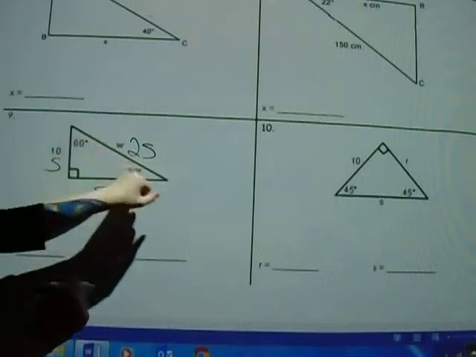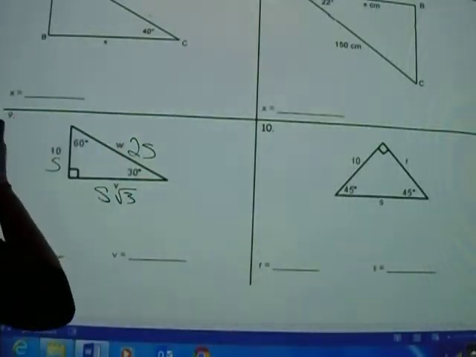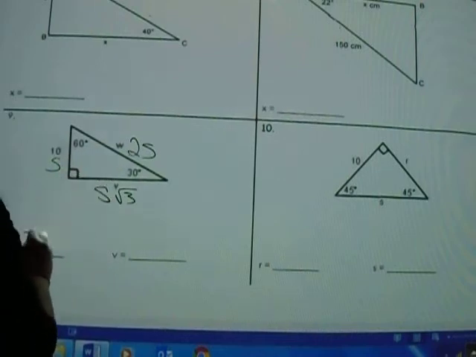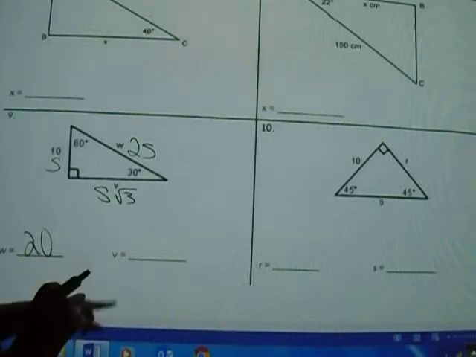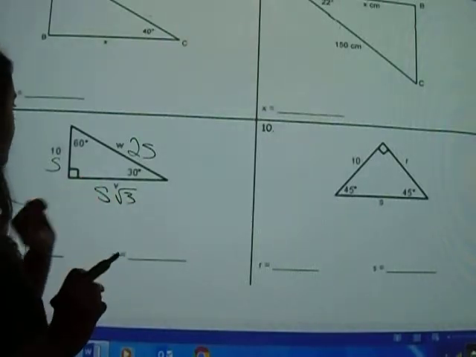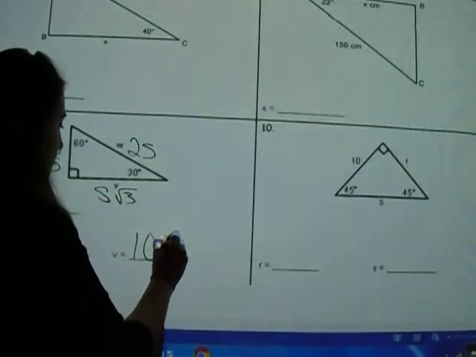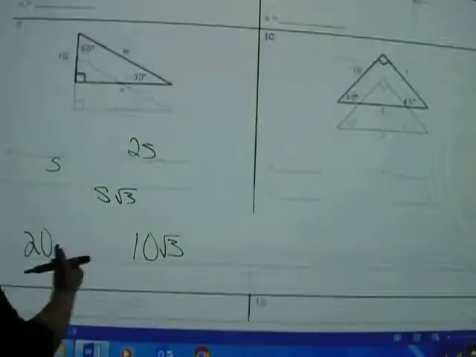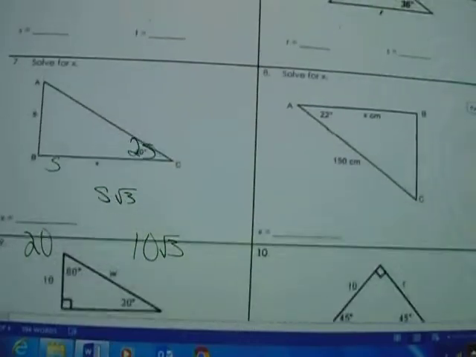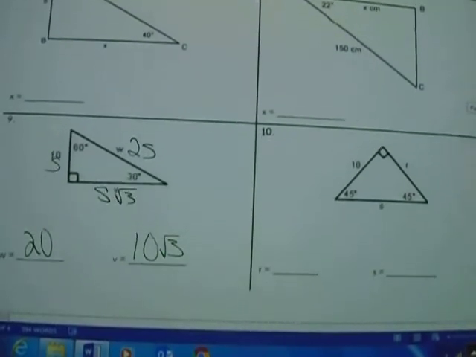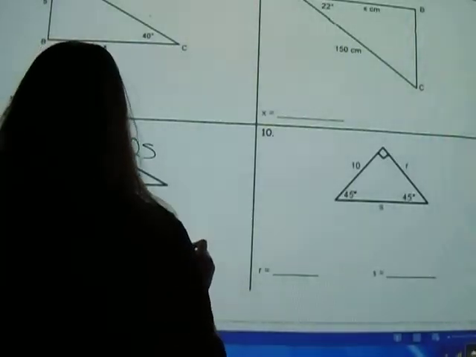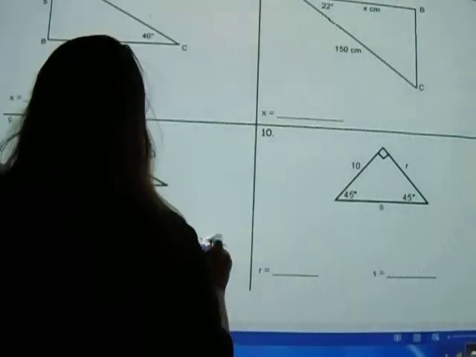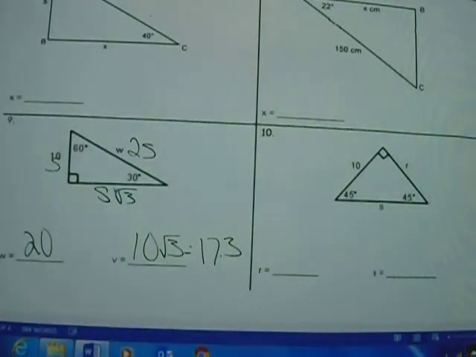So W is what we're looking at first, and that is our hypotenuse, so 2 times S, so W is 20. And V, which is our long leg, is S times root 3, so that's just 10 root 3, okay? If you were to put that into your calculator, you would get 17.3.